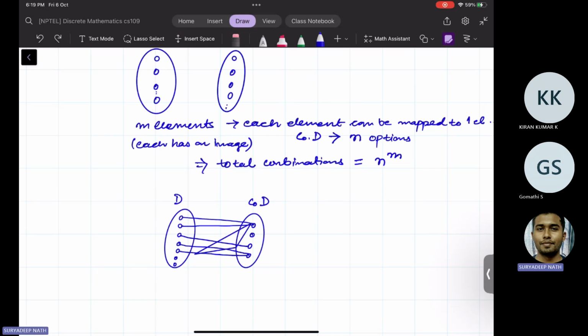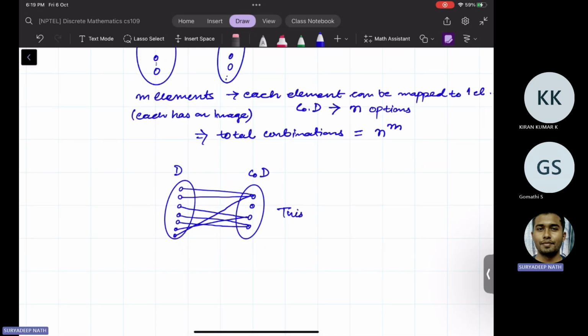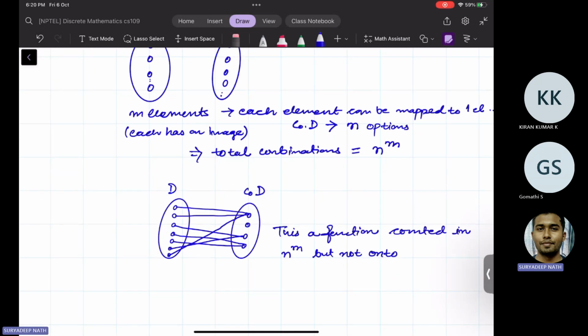So this mapping is a valid mapping. This is a function counted in this n to the power m, counted when we consider the set of all possible functions, but it is not onto. So such a function is not onto. So we'll have to remove such functions from the set.